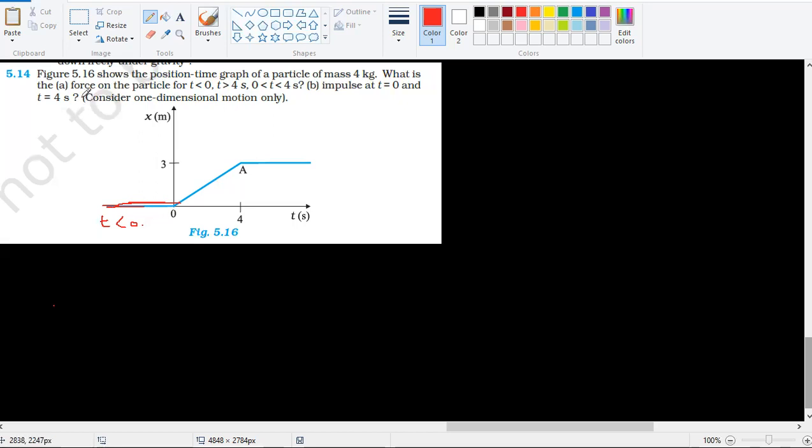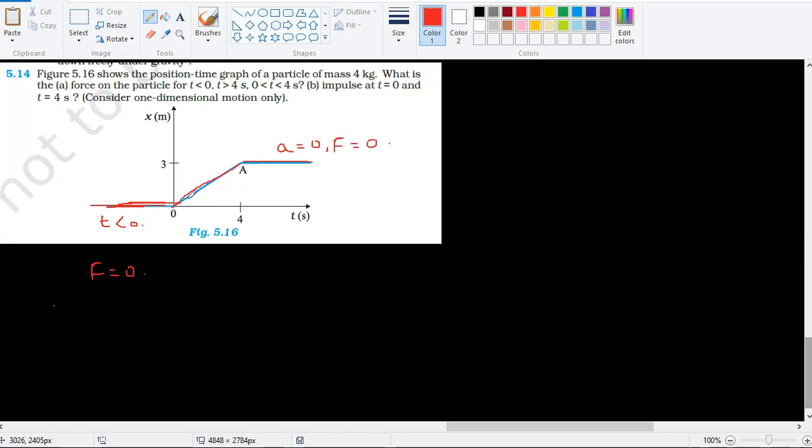At t equal to 0, force on the particle. It's in the same position, right? Which means it's not accelerating. So since it's not accelerating, what can you say? Force will become 0. Similarly, here also it's not accelerating. So a is equal to 0, so F is equal to 0.